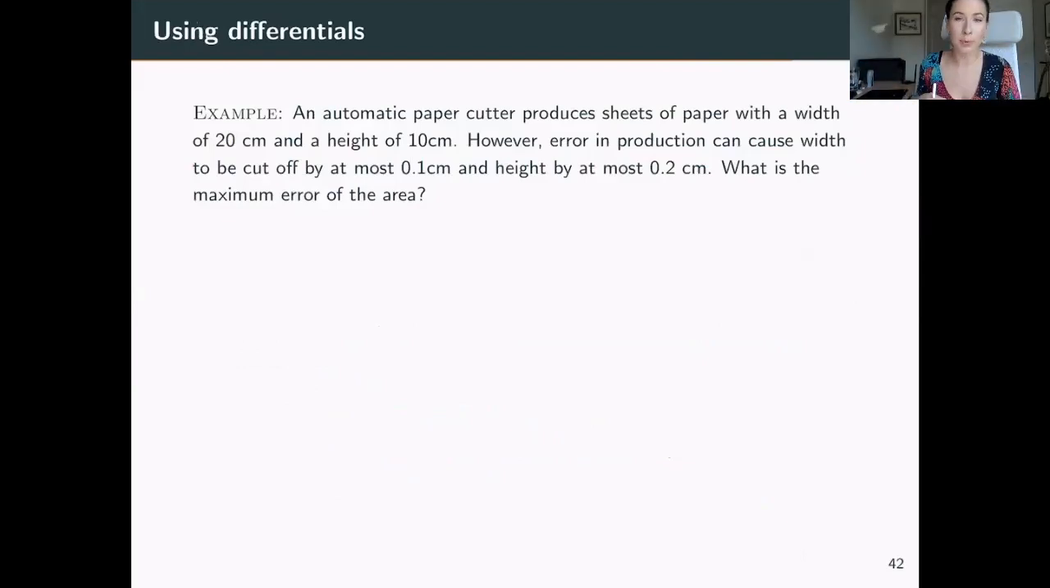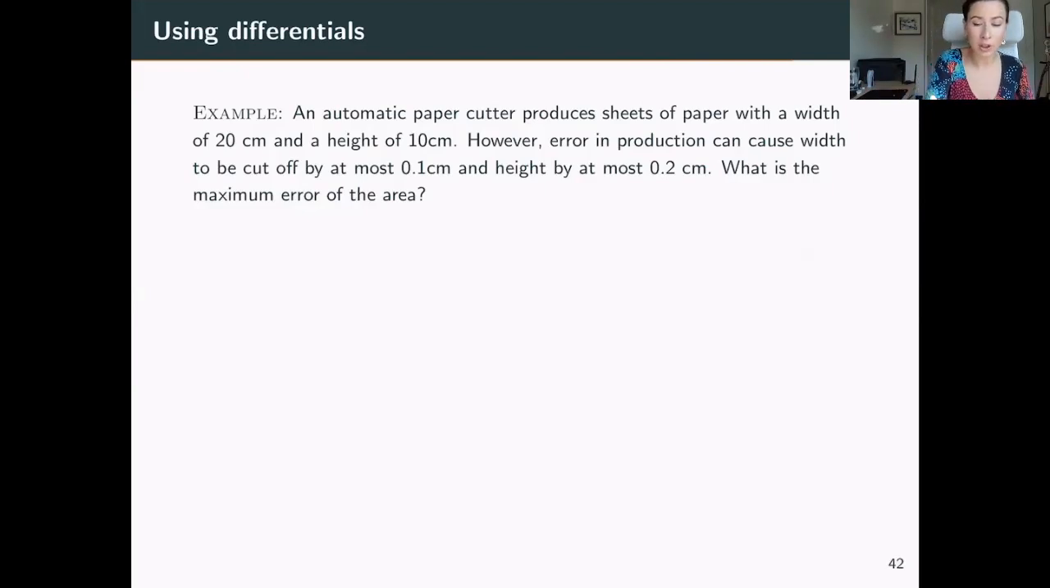So here we have a problem of an automatic paper cutter cutting sheets of paper, but we know that production can cause length and width to be cut off by, in this case, at most 0.1 centimeters in width and at most 0.2 centimeters in height. We want to figure out, what kind of error are we going to get in terms of the area? How off are we going to be from the desired area of 200 centimeters squared?